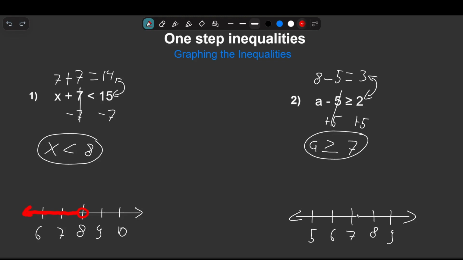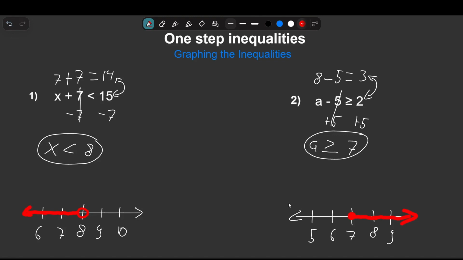So for this one, we're going to start at the 7, of course, but this time it's going to be a closed circle. And it's not going to be to the left, it's going to be to the right, because it's greater than or equal to 7, like this. Let's say it was just greater than 7. Then we would have an open circle like the first example. But for this one, because the 7 is included in our answer, we use a closed circle.